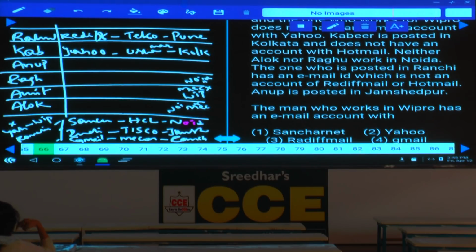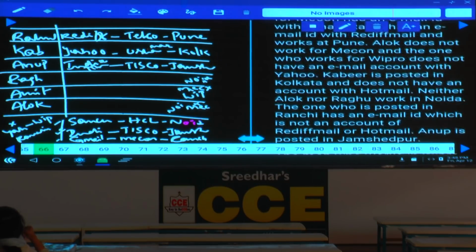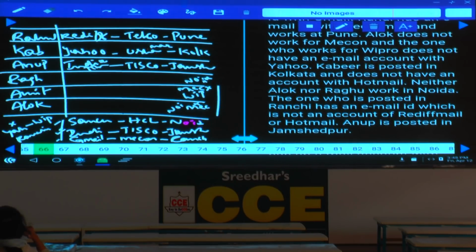Then what is the other information we have? Anup is posted in Jamshedpur. As Anup is posted in Jamshedpur, now the city is Jamshedpur. As the city is Jamshedpur, there is India Times, and this person is working in Tisco. Then we are left with Meccan, which cannot be in these two. Meccan cannot be Alok, and Meccan cannot be this Amit.